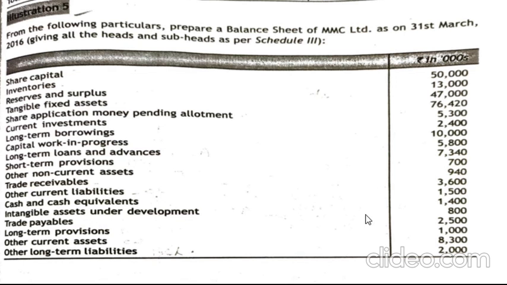Other long-term liabilities 2,000, other current assets 8,300, long-term provisions 1,000, trade payables 2,500, intangible assets under development 800, cash and cash equivalent 1,400, other current liabilities 1,500, trade receivables 3,600, other non-current assets 940, short-term provisions 700, long-term loans and advances 7,340. So these are the items which are given in the problem. Then we have other adjustments.